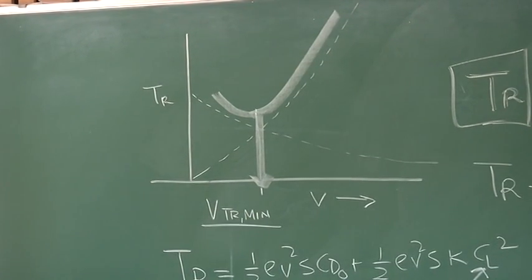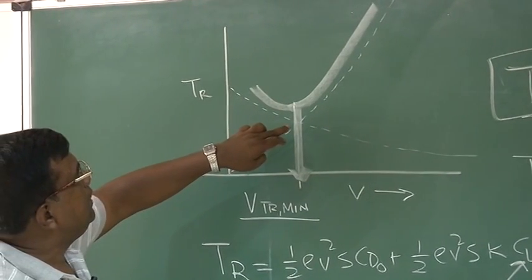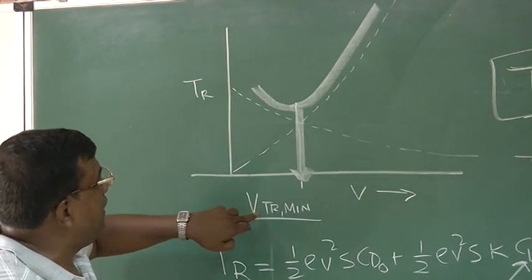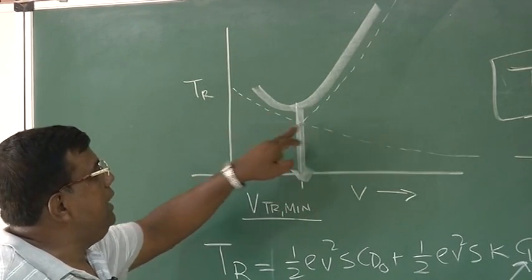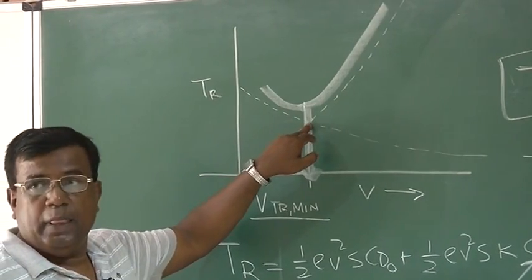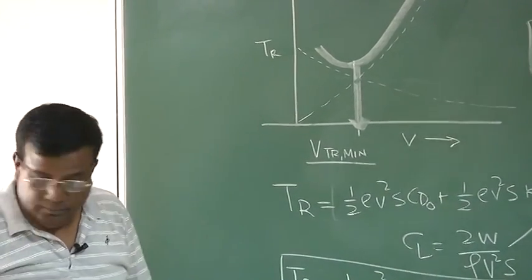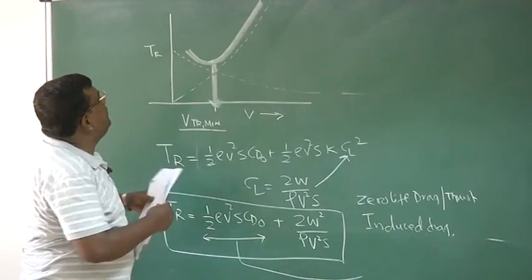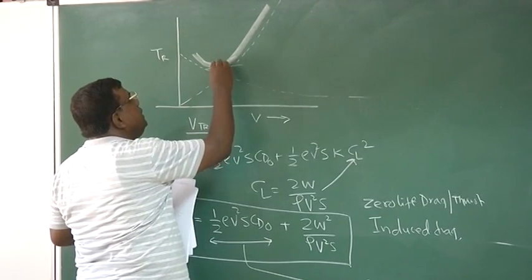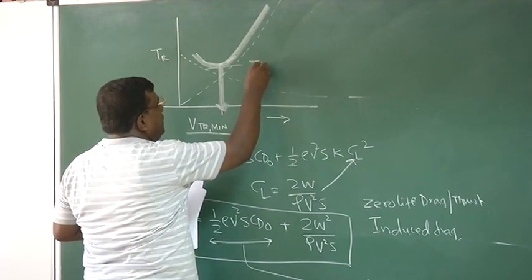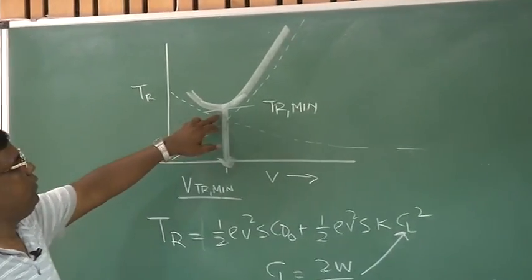Right? See, by drawing this, I have almost given a message that the V for thrust required minimum will be somewhere at the point where the parasite and the induced drag intersect. Whether they will intersect here or not, let us analytically see this. How do I interpret this point? I am trying to interpret this point, which is almost tangent here. This is the thrust required minimum, right? So this is the velocity for thrust required minimum.